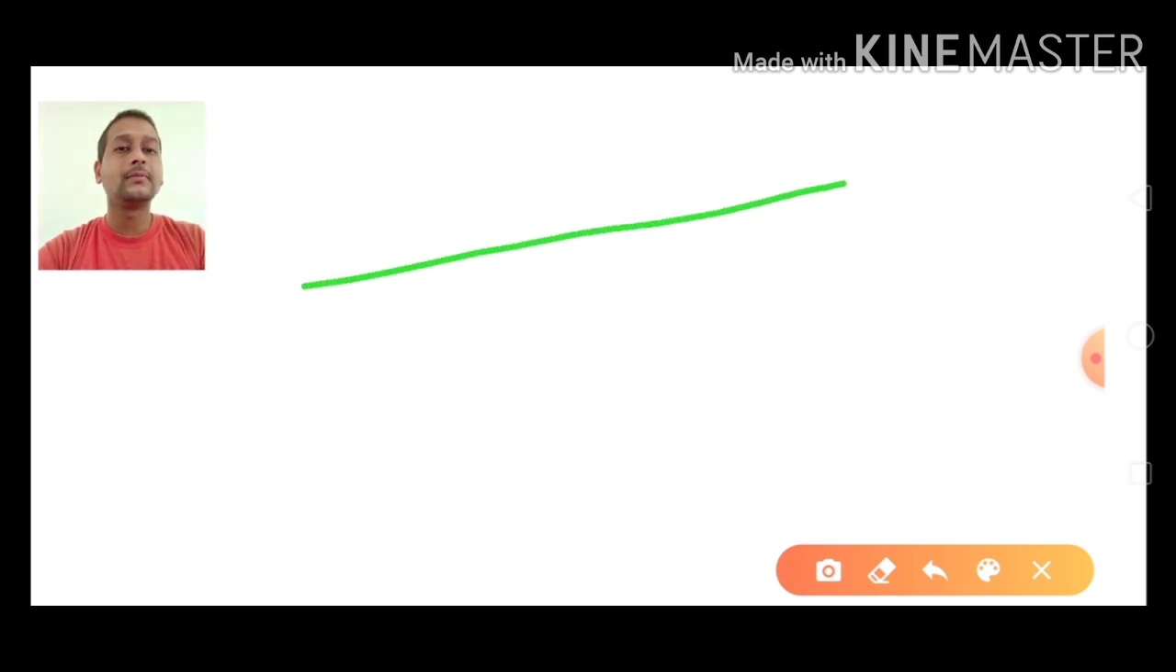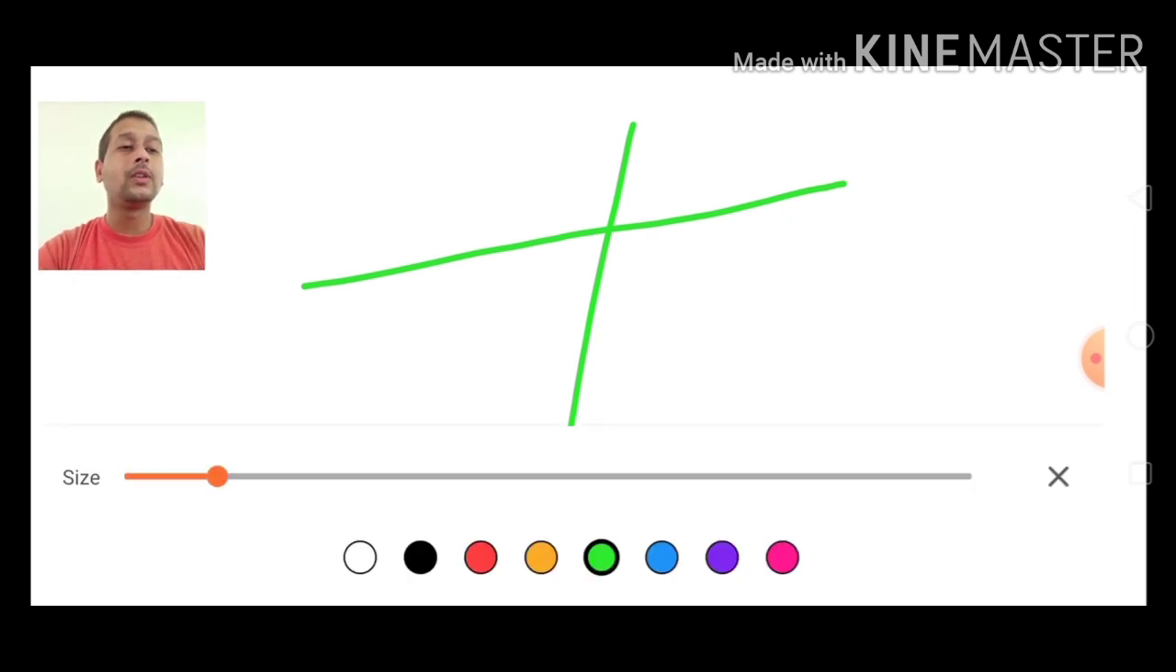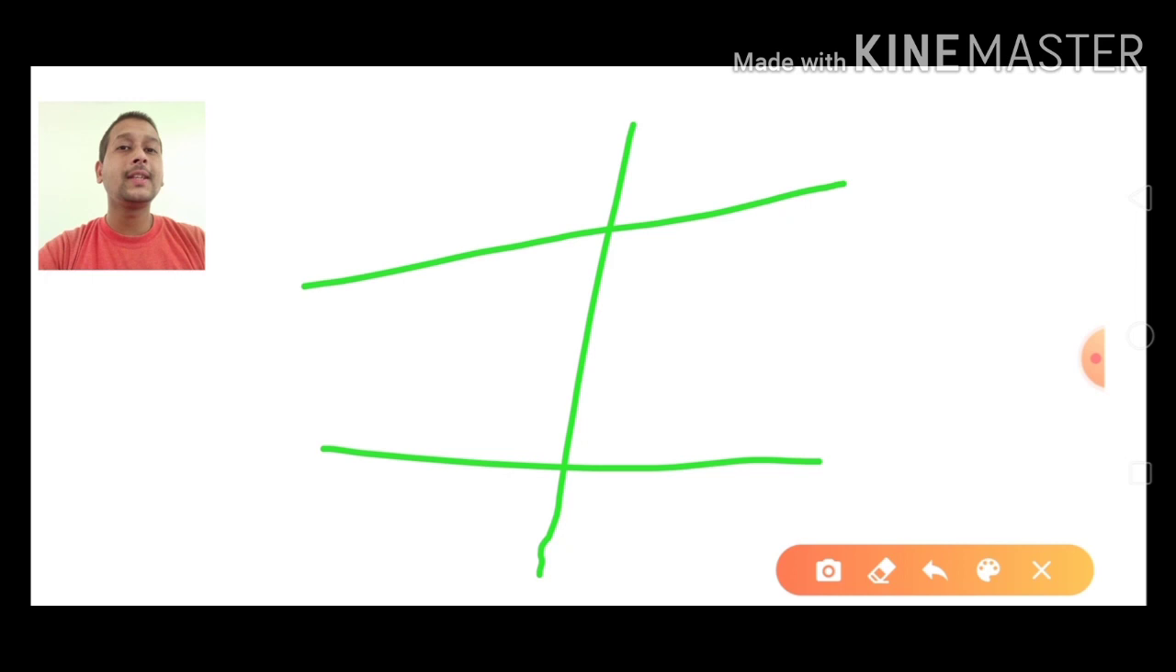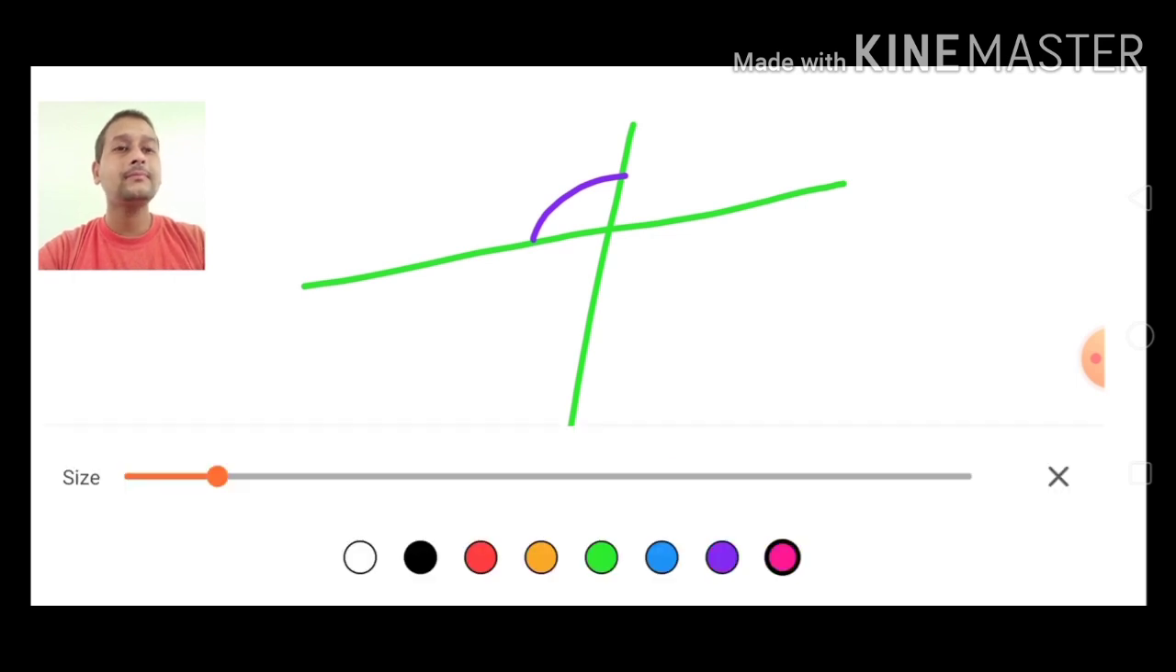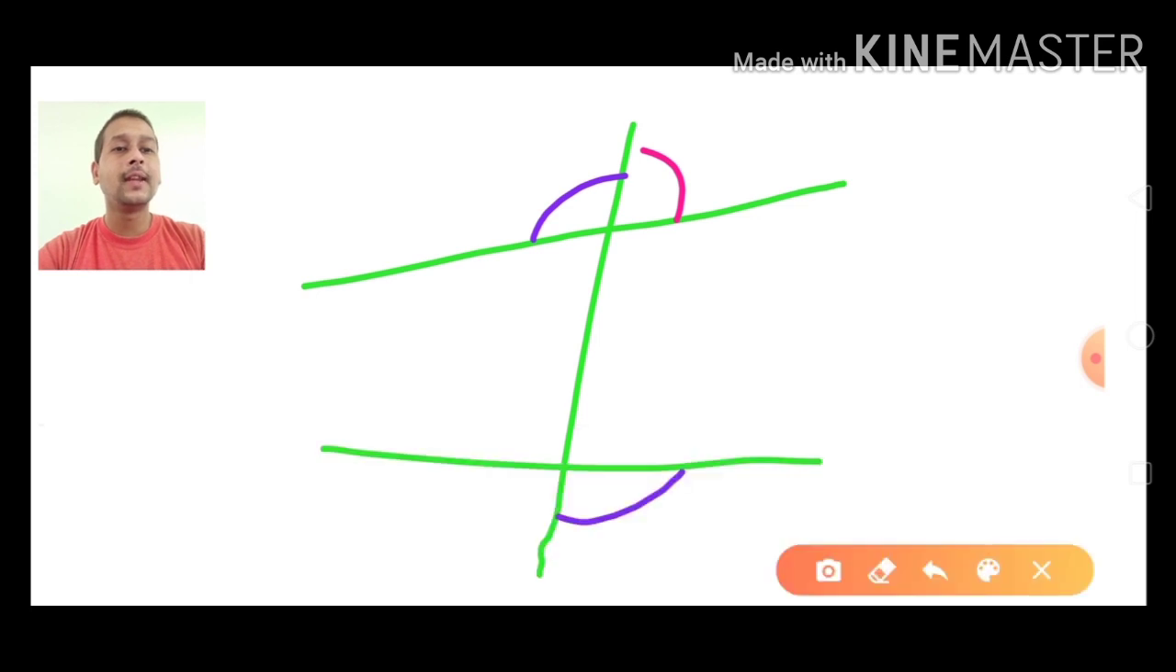Say these are two lines, and this is a transversal. So all alternate exterior angles: it will be the exterior part and it has to be alternate. So which are the angles? This angle and this angle, it has to be exterior, so outside. Then this angle and this angle are the alternate interior angles.